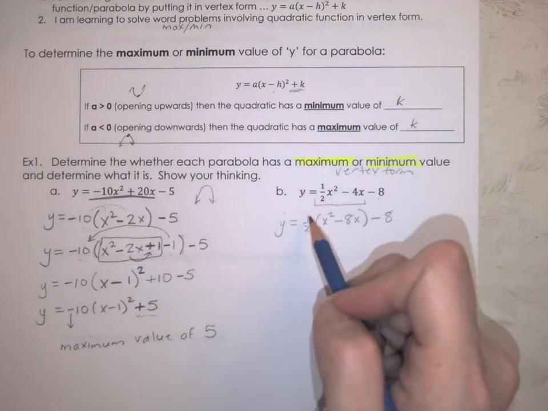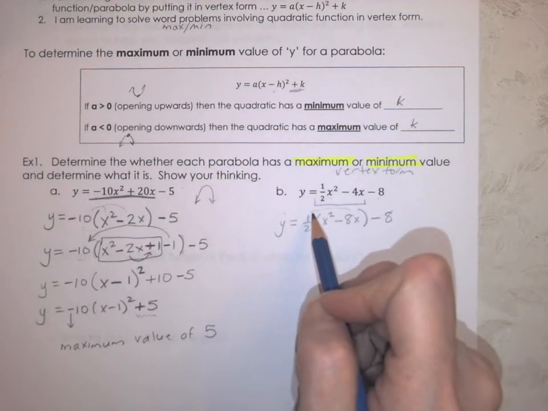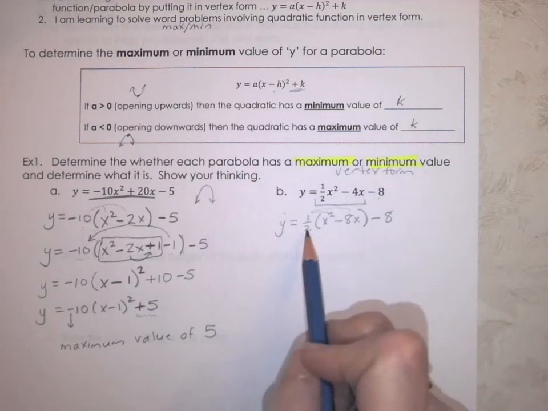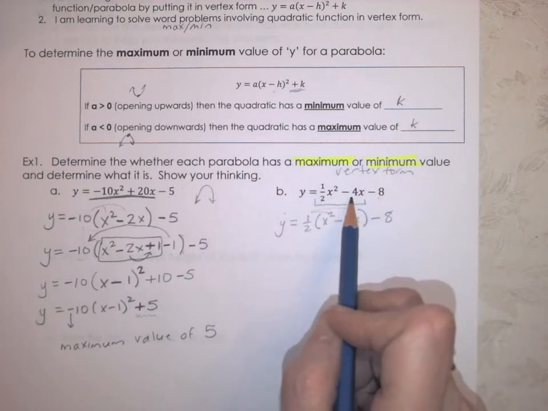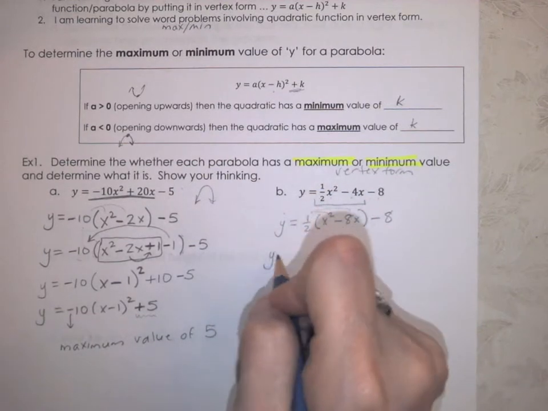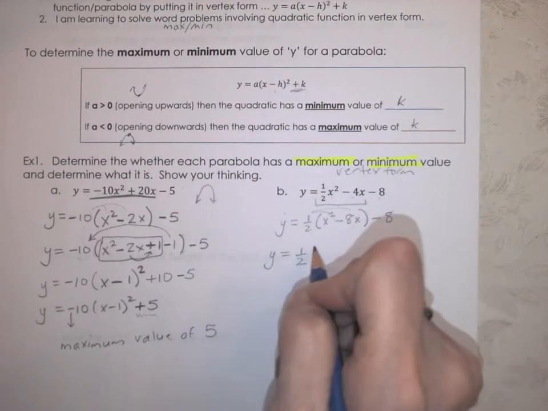And again, if you were to distribute here, you'd get back what you started from. A half times x squared is a half x squared. A half times -8x is -4x. And then you still have your -8. So the next step is to complete the square inside the brackets.